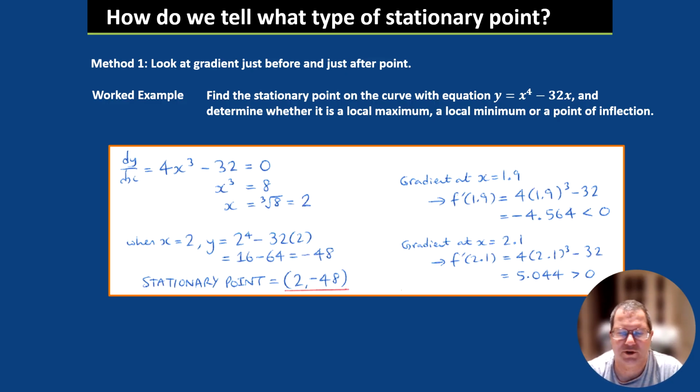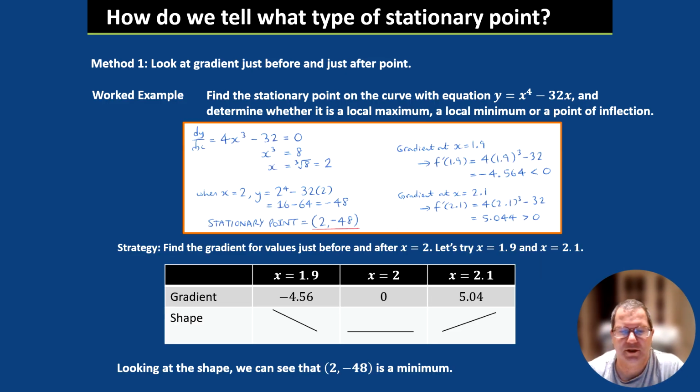Now we need to determine which type it is. So we look at the gradient either side. For example, we could use 1.9 and 2.1 as values of x either side of our x equals 2. When we substitute 1.9 into the gradient function, we get negative 4.564, which is of course negative. And when we substitute 2.1 into our gradient function, we get 5.044, which is positive. And then relating that back to the earlier slide, the gradient on the left is negative. The gradient at the point, as we know, is 0. The gradient after the point is positive. So that is a local minimum.